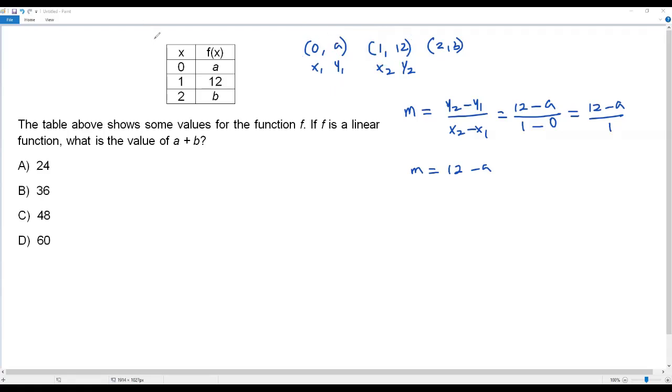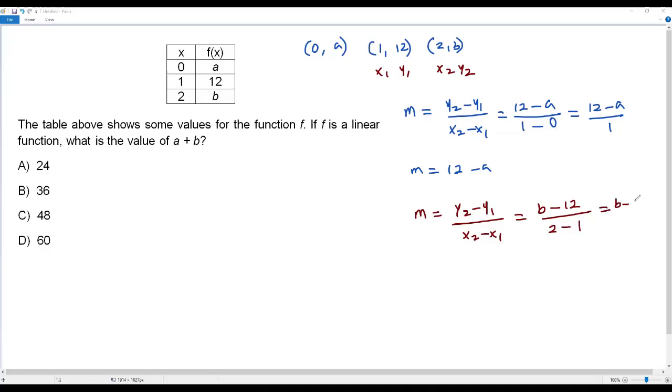Now again I'm going to find the slope of the same linear function f using the second point and third point. So I have to consider the point (1, 12) as (x1, y1) and (2, b) as (x2, y2). Again, I use the same formula, (y2 minus y1) over (x2 minus x1). The value of y2 is b, minus the value of y1 which is 12, over the value of x2 which is 2, minus the value of x1 which is 1. So (b minus 12) over (2 minus 1) is just 1. So m equals b minus 12.